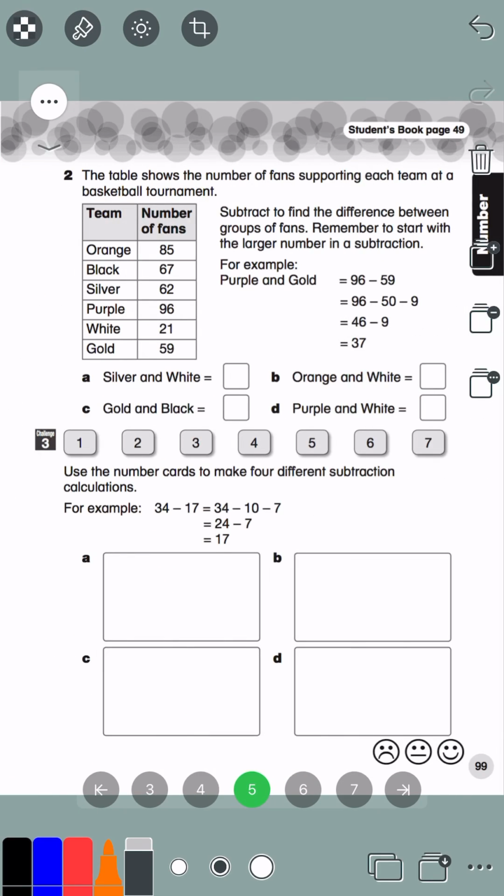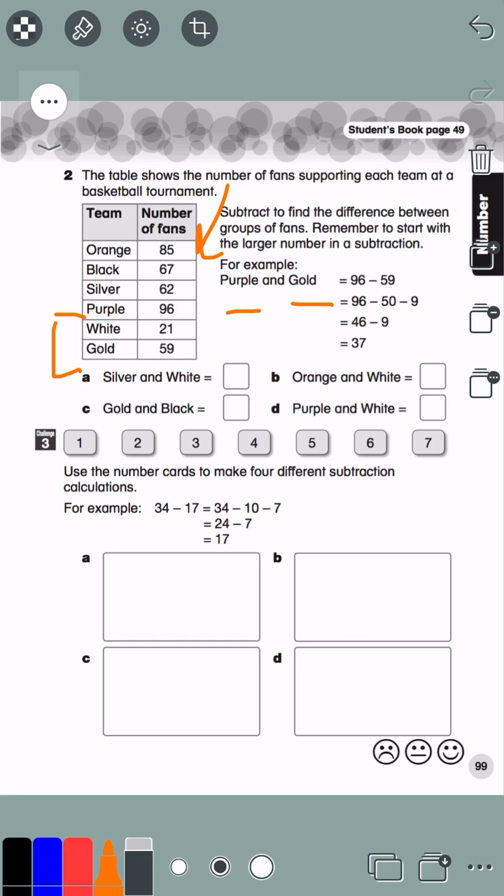In question 2, you have to tell the difference. Find the difference between any two teams they ask you for. So, for example, we have the number of the fans, the number of the people who like this team is 85. So find the difference between the purple and the gold means find the bigger number between the purple and the gold, which is 96 minus 59.